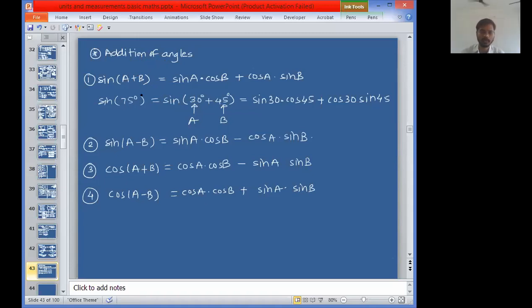Let me repeat those formulae. Till then, you just write them down. Sin of A plus B is sin A cos B plus cos A sin B. Sin of A minus B is the same formula but with minus: sin A cos B minus cos A sin B. Now cos.